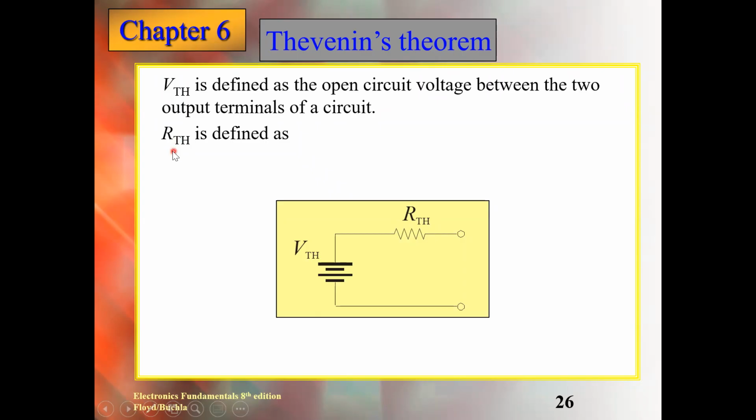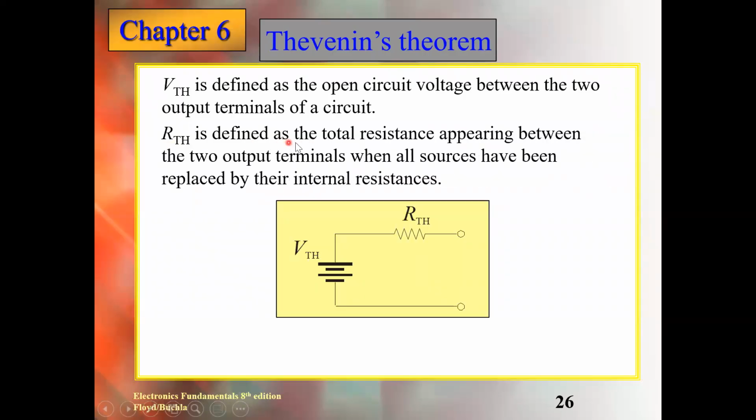Understand? Next thing, RTH. RTH is defined as the total resistance appearing between the two output terminals. So for the two output terminals A and B given to you, you need to calculate the resistance between them. For calculating the resistance, you will remove the sources, keeping their internal resistances. If you have a voltage source, it will be a short circuit, that is, you remove it and connect a single wire. If you have a current source, it is going to be an open circuit. It's like that. Then you will get VTH and RTH.